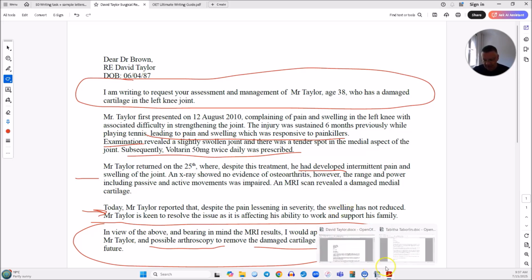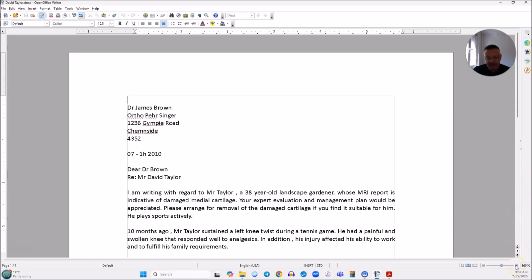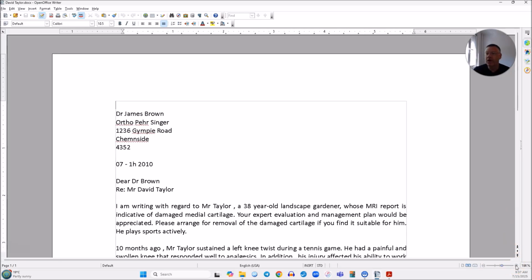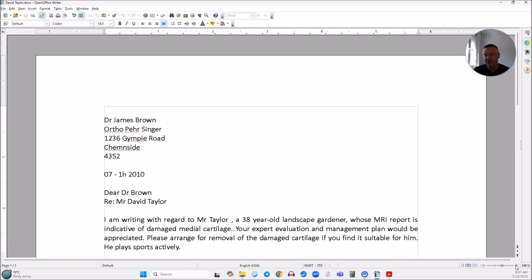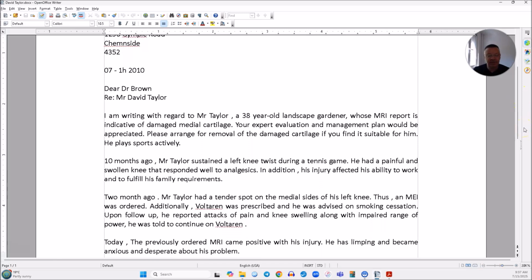So let's see what our candidate has done for this one. Now, this is from my OET group on Telegram. I've got a group on Telegram for OET Writing. Well, it's for speaking too, but nobody's ever available for any speaking.